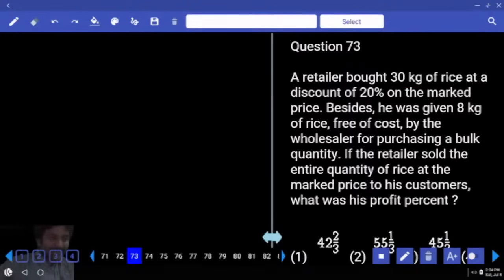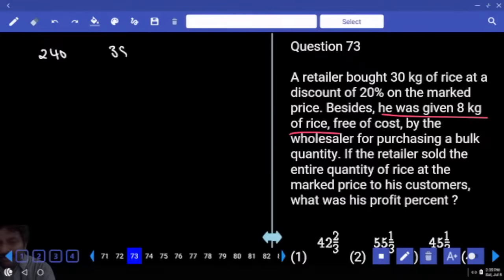How many kgs are you buying? You are supposed to pay 300 rupees, but you are getting a discount of 20%. 20% on 300, 60 reduced. So how much are you paying? You are paying 240 rupees. Fine. How many kgs have you got so far? 30. At the same time, apart from the discount, he is giving you 8 kgs of rice free of cost. So you are not paying anything for 8 kgs. So how many kgs do you have now? And you are selling each at the market price only. What was the market price? 10 rupees. By selling 38 kgs, how much do you get? How much profit are you getting?